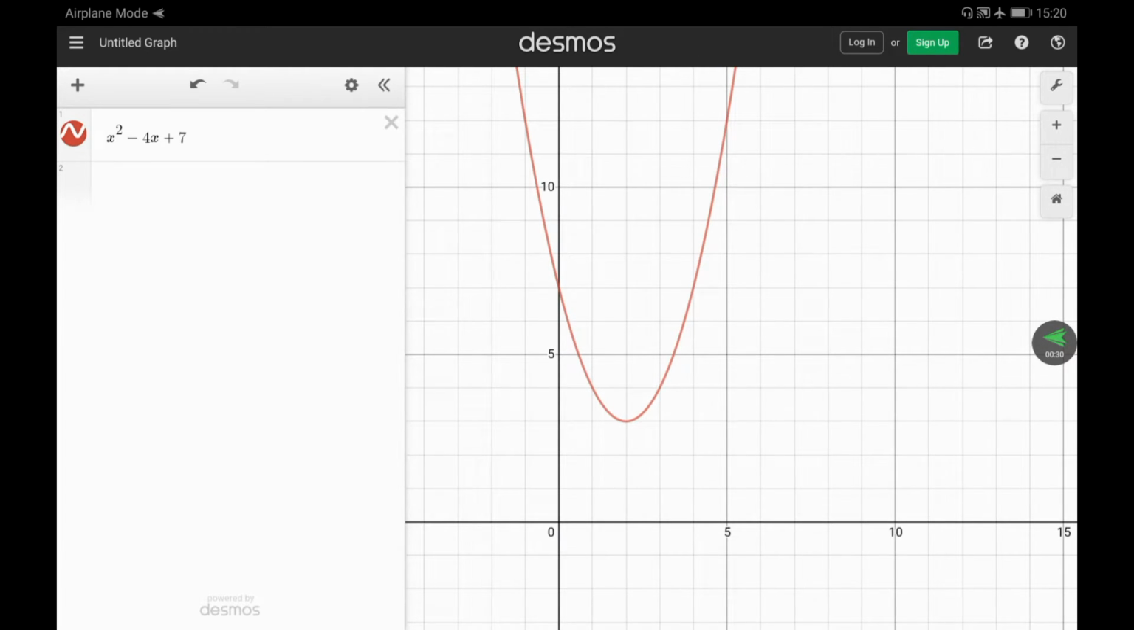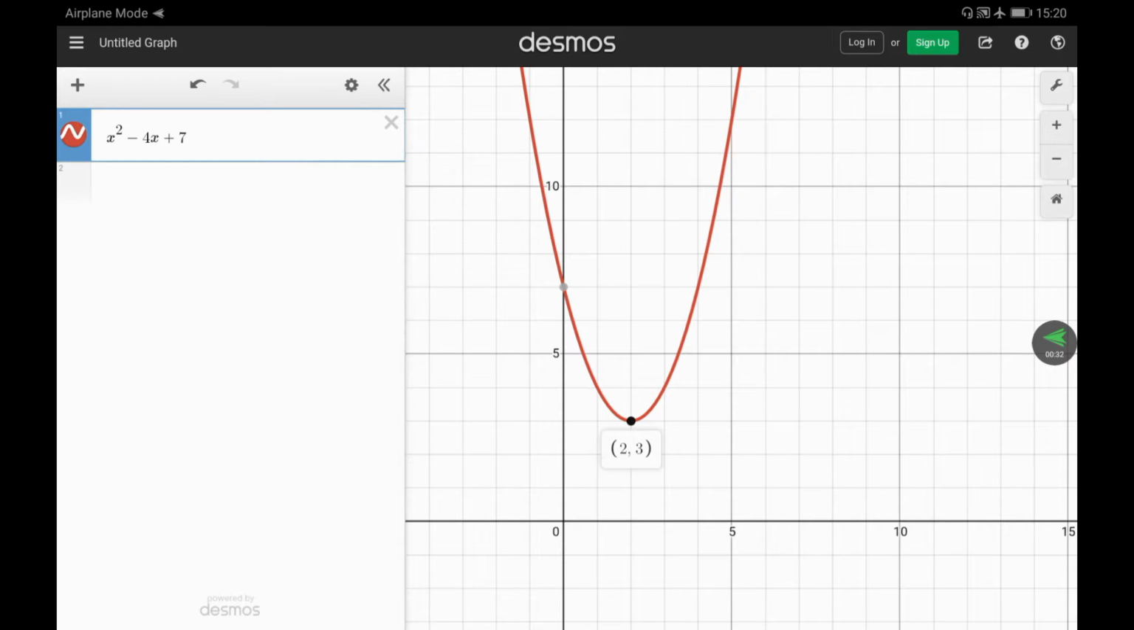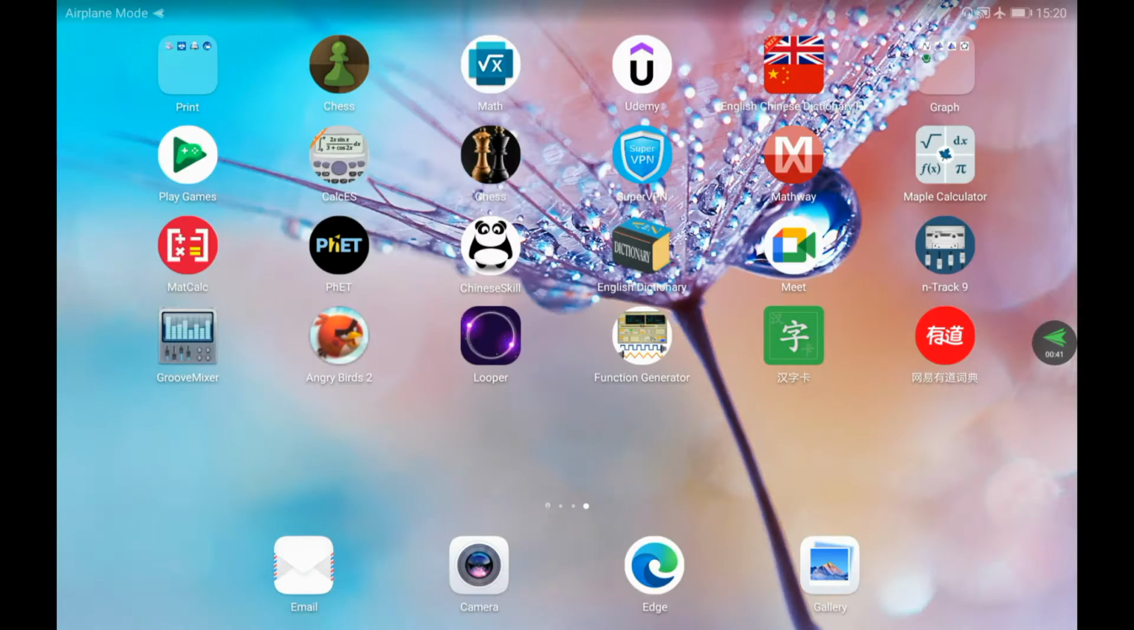The lowermost point is this, (2, 3). So 3 is the minimum value of this function. Where is it minimum? At x equals 2. So let me show you what I mean.